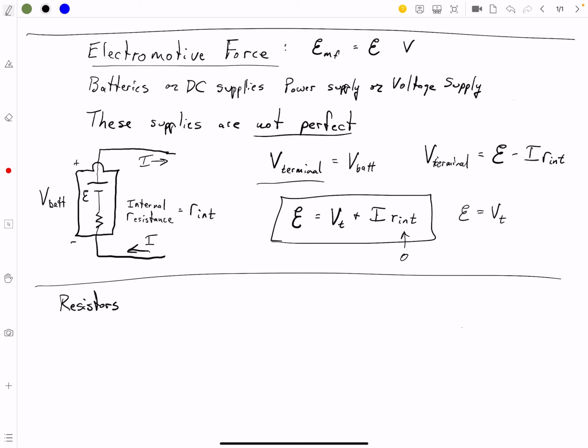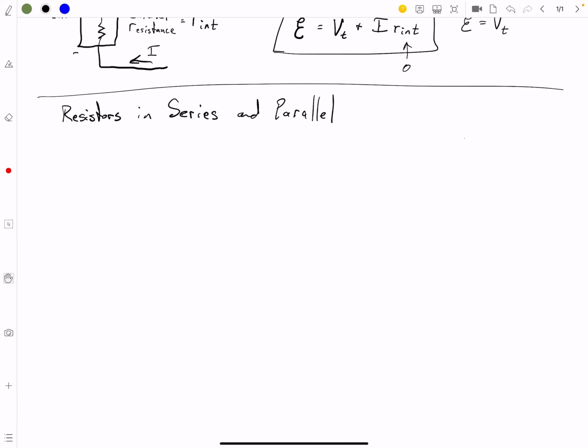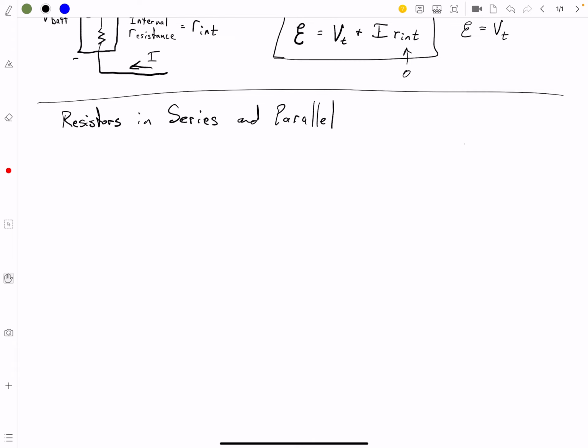So let's get into resistors in series and parallel. I'm not going to take a lot of time on this. I'm not going to derive anything. You guys have seen it. We've tested on it. So there's tests out there that you can study. There's the test reviews that you should study. I'm just going to state the equations. So let's do resistors in series.